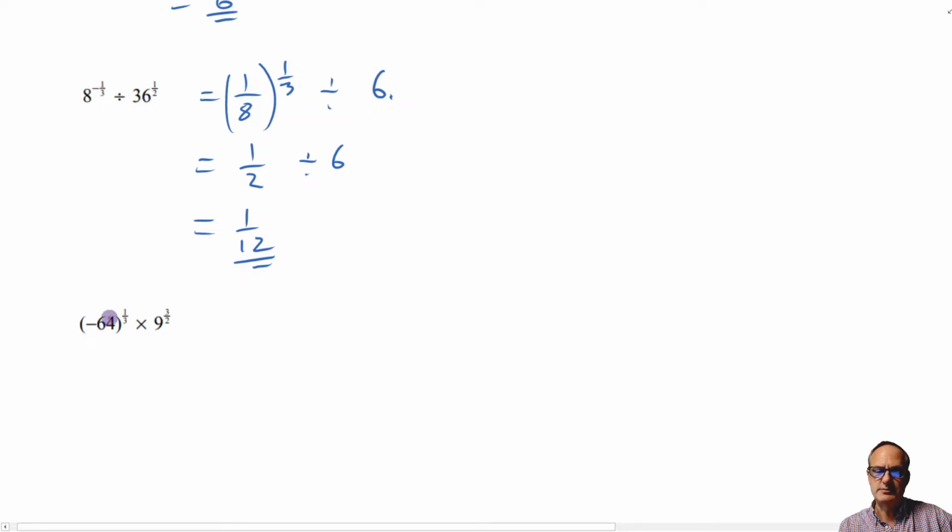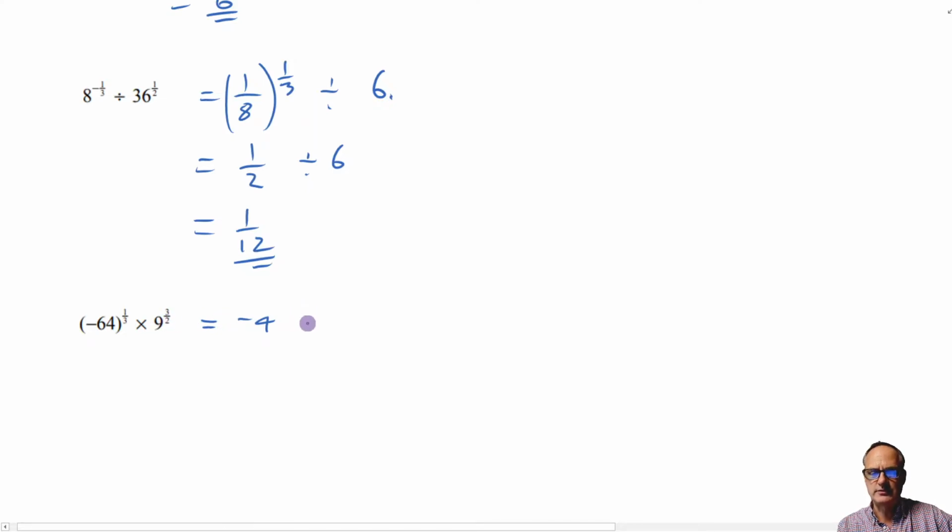But what cubed gives me minus 64? Well, that's minus 4. So therefore, the cube root of minus 64 is minus 4. And we've got to times that by 9 to the 3 over 2. Well, let's do the 2 bit. The 2 bit at the bottom means square root because it's on the bottom of the fraction.